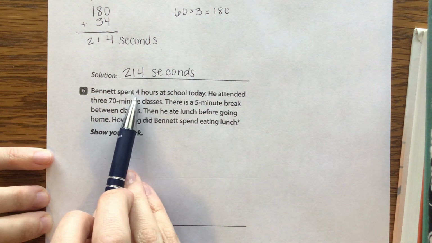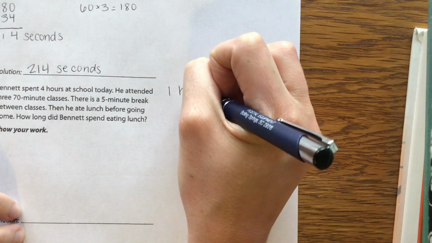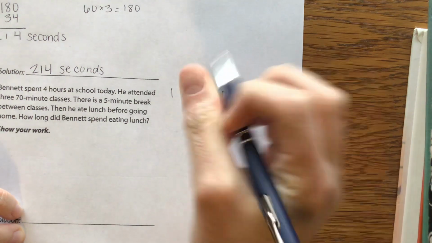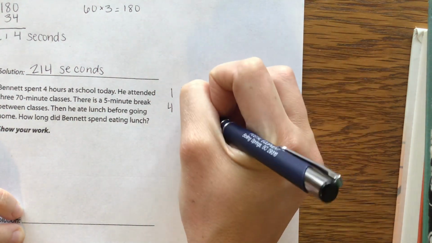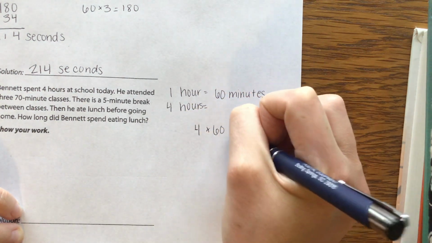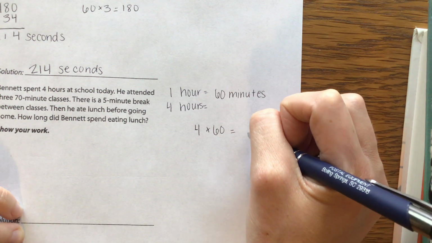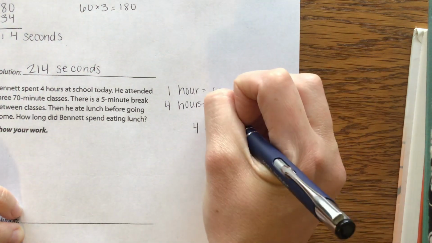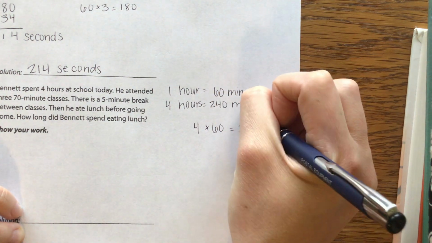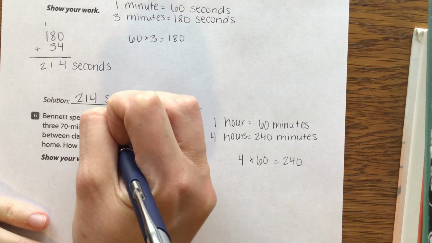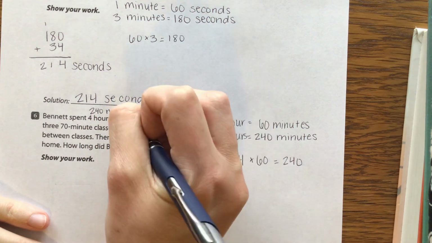All right, so first I want to see 4 hours equals how many minutes? And if 1 hour equals 60 minutes, then 4 hours would equal 4 times 60, which is 6 times 4 is 24, and add my 0. So 240 minutes. So he spent 240 minutes at school.